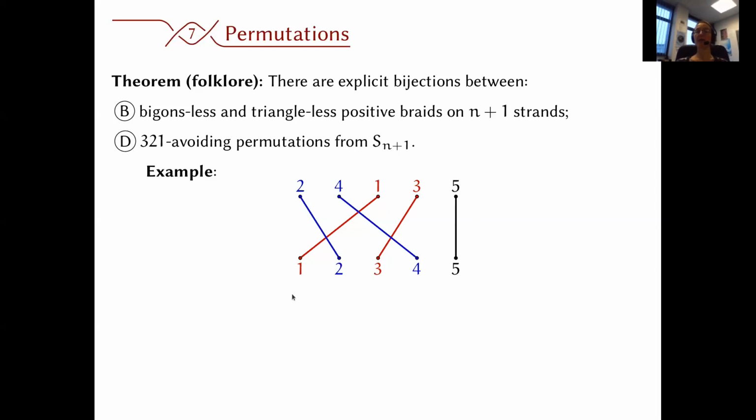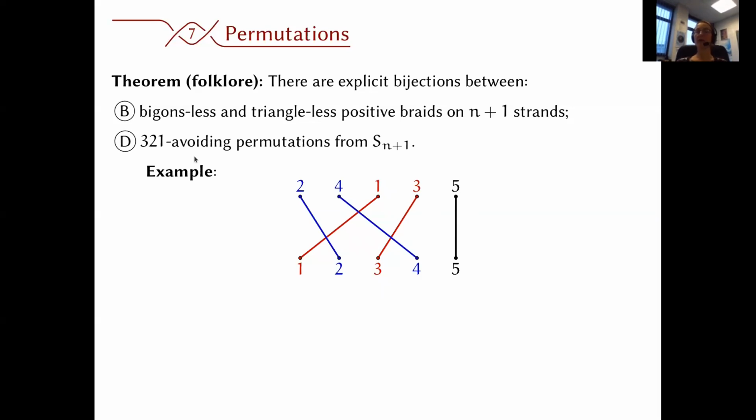So if you just consider your braid diagram as a permutation, you just need to look at which vertex is connected with which other vertex. It gives you a permutation of n plus 1 elements. And if you have no triangles, it will be what is called 3-2-1 avoiding.